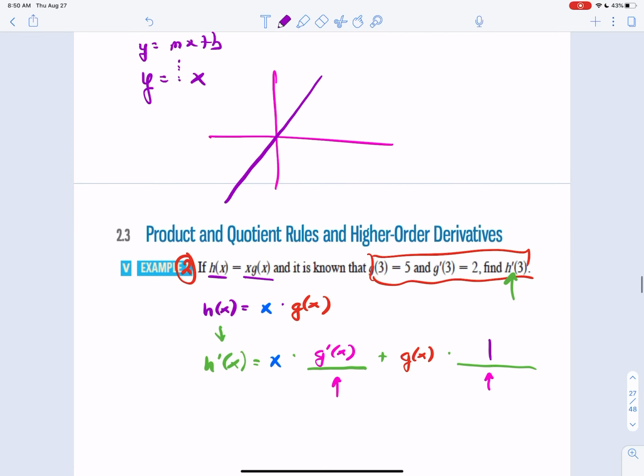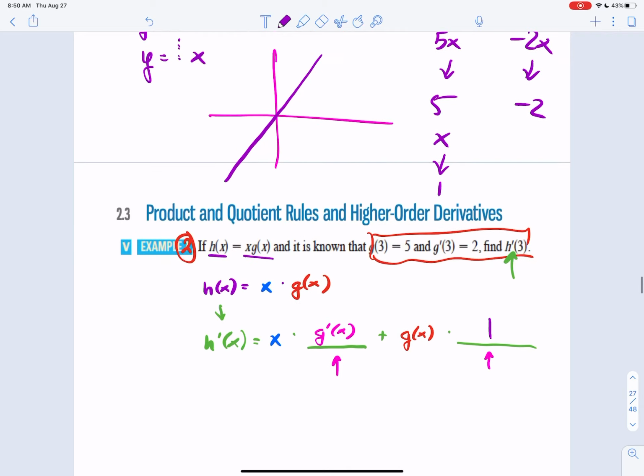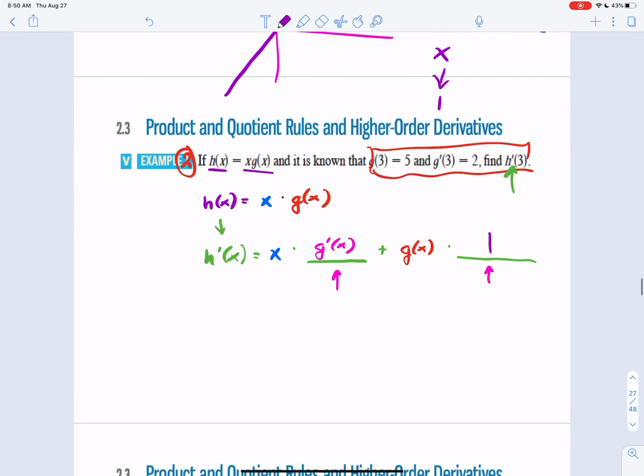You know what? Let me take care of that out of the way. If your function was 5x, your derivative is 5. If your function was negative 2x, your derivative is negative 2. So if your function is x, your derivative is just 1. It's just a coefficient. All right? Okay. Once you find your general derivative, that's when you move on to something specific, okay?